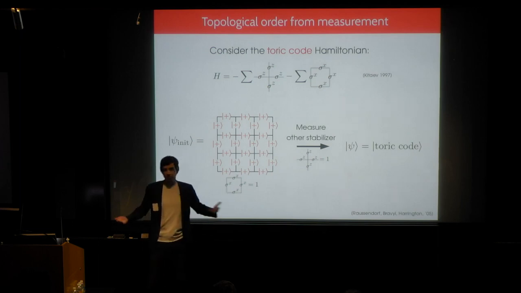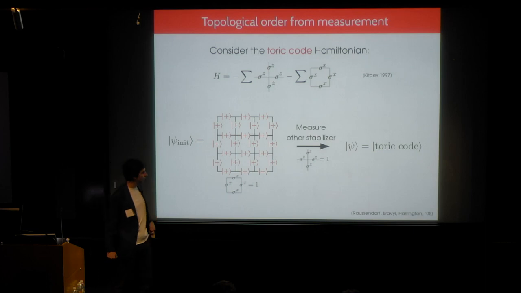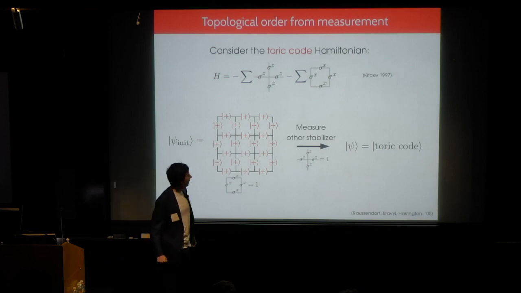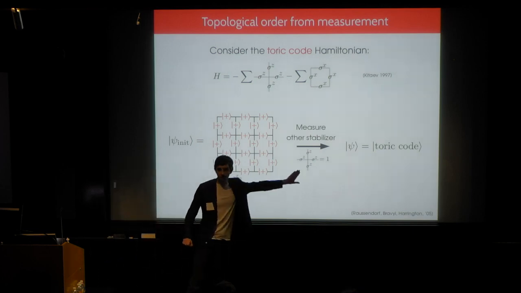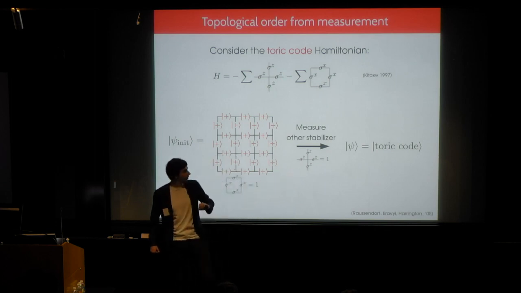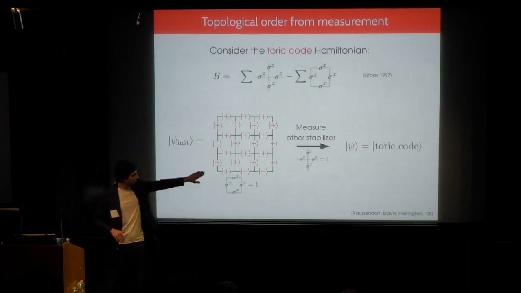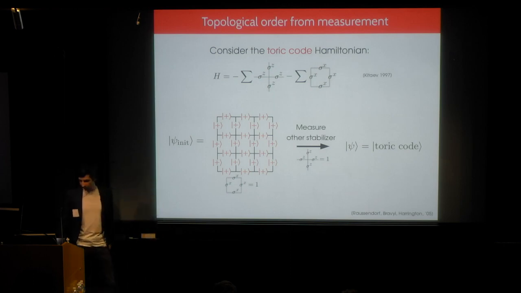And of course, measurement projects you into an eigenstate. That's almost the definition of a measurement. And if the measurement outcome is 1, there are two possible eigenvalues, you can show that it uniquely gives you the toric code state. Okay? And you can do that all at once because they all commute. You can check it, you can work out the details.